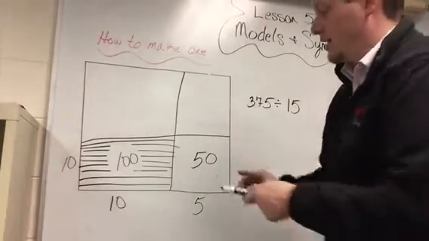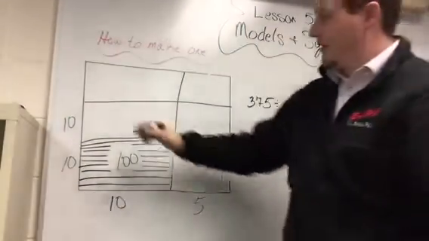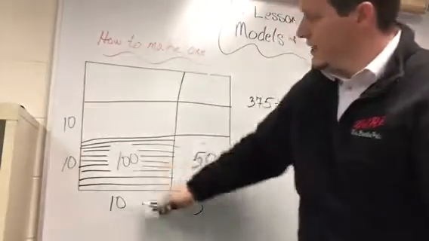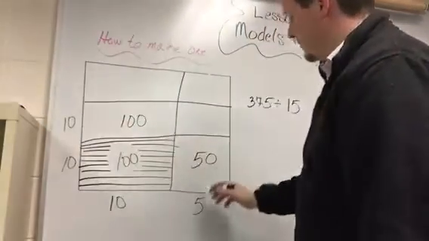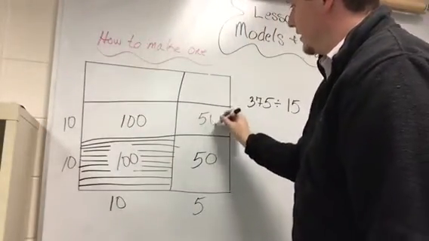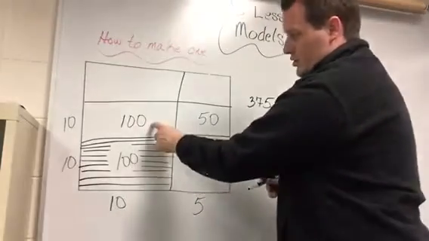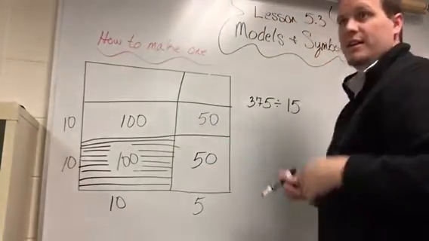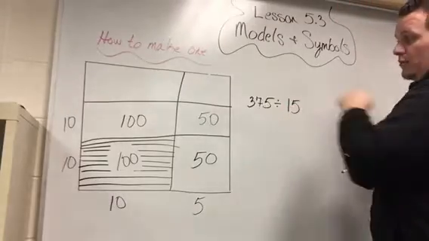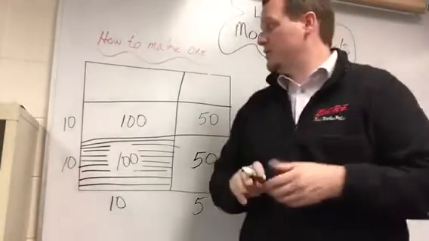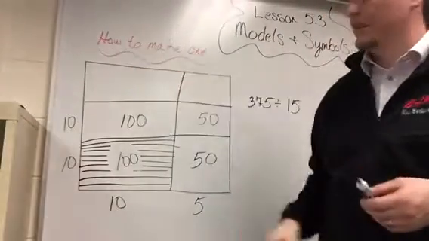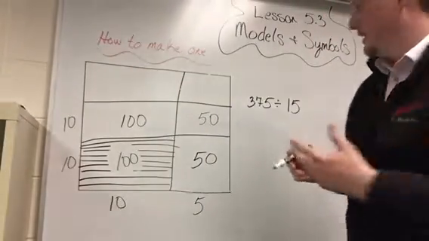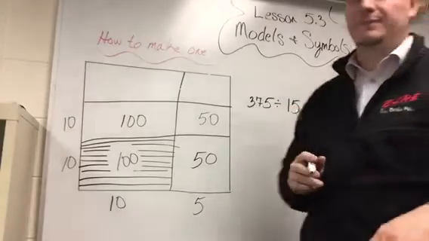So let's draw another line and call that 10 again. So now I take this section and I say 10 times 10 is 100, and 10 times 5 is 50. Now I'm at 100, 200, 250, 300. So I'm getting really close now. I'm only 75 away. So now I have to try to figure out what could be left in here that could get me to my 375.